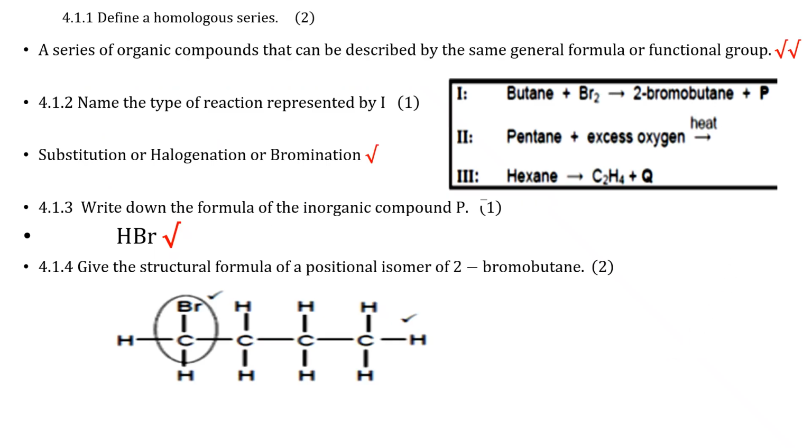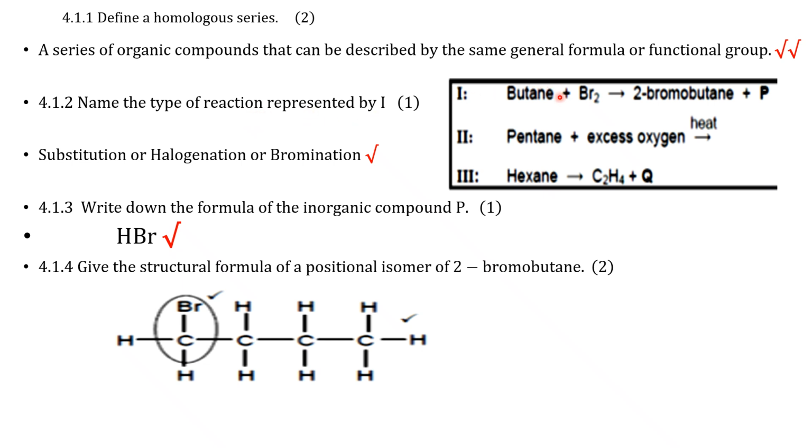A homologous series is a series of organic compounds that can be described by, very important, the same general formula or functional group. So if they have the same general formula or functional group, it's a homologous series. What I mean is we check whether it's an alkane, alkene, alkyne, etc.